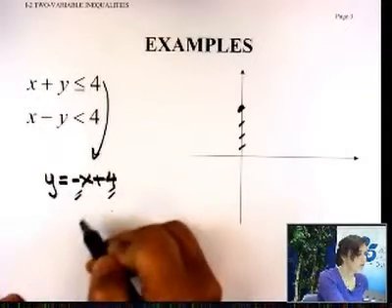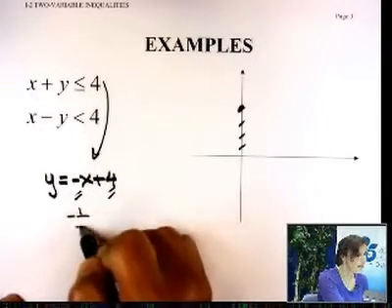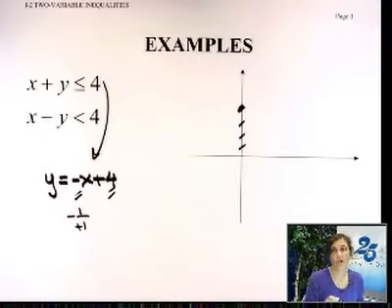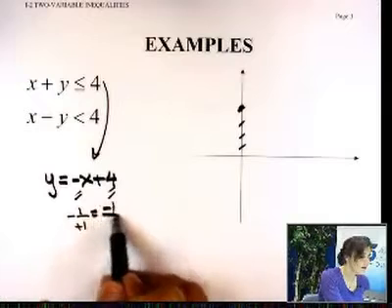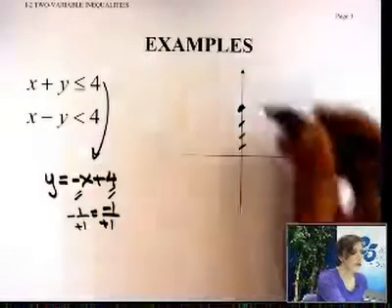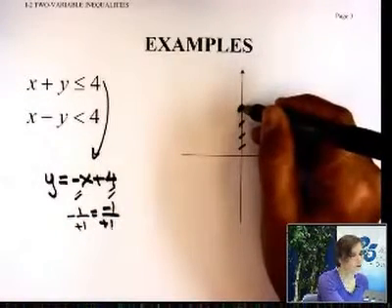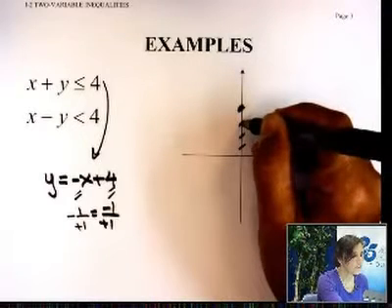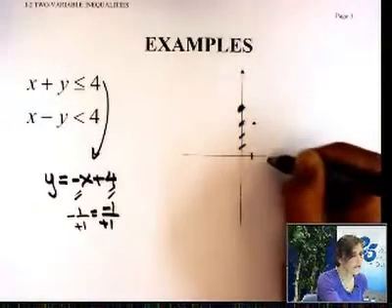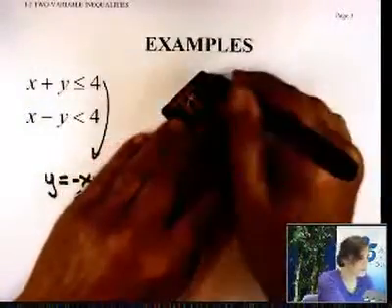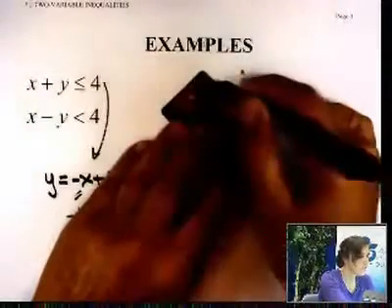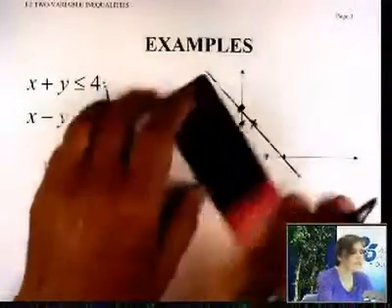You look at your slope, which is negative 1. Put a positive 1 underneath so that you can do the rise over run. This is the same as negative 1 over positive 1, right? So negative 1 means you're going to go down. Positive 1 means you're going to go to the right. And what you're going to do is connect these two points. And since it's equal, it's going to be a solid line.